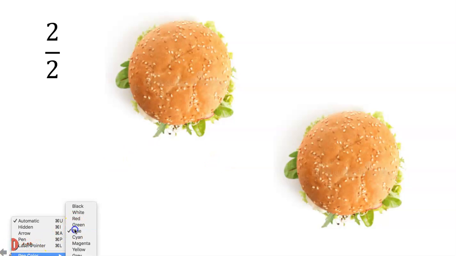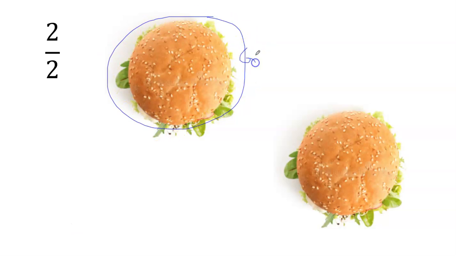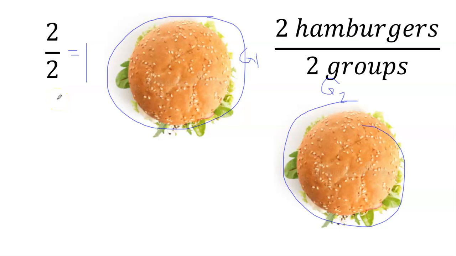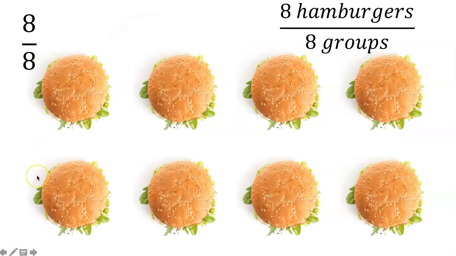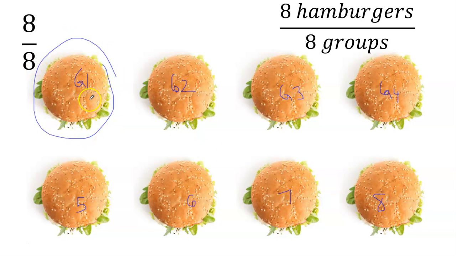All right, let's say that we had 2 hamburgers and we divide 2 hamburgers into 2 groups. Well, group 1 and group 2. We would have 1 hamburger in each group. 2 hamburgers divided by 2 groups, 1 hamburger per group. Okay, let's say that we took 8 hamburgers and divided it amongst 8 groups. That would be group 1, group 2, group 3, group 4, group 5, 6, group 7, group 8. You get the idea. Each group would have 1 hamburger in it. So if you took these 8 hamburgers, you divided it into 8 groups, each would have 1 hamburger per group.